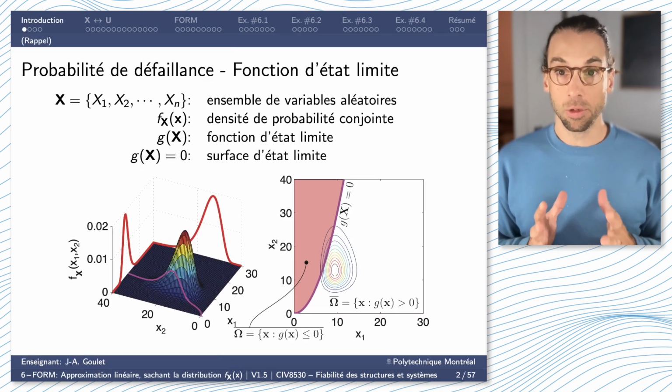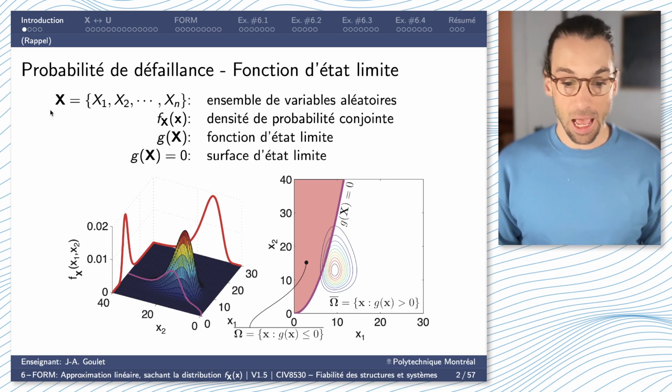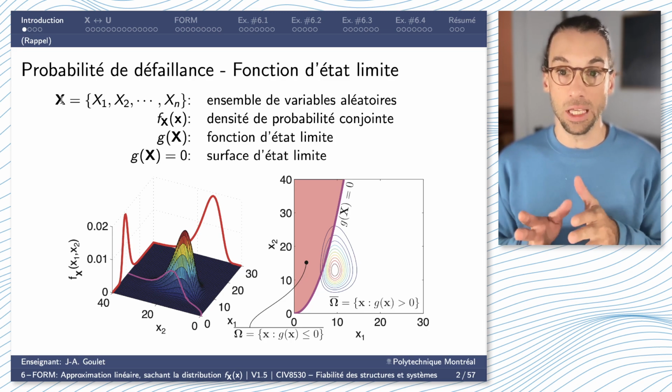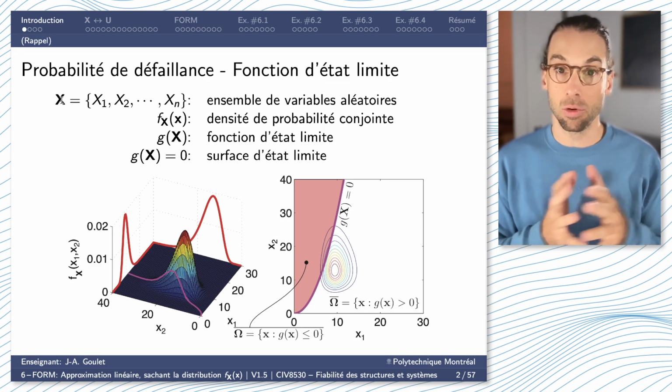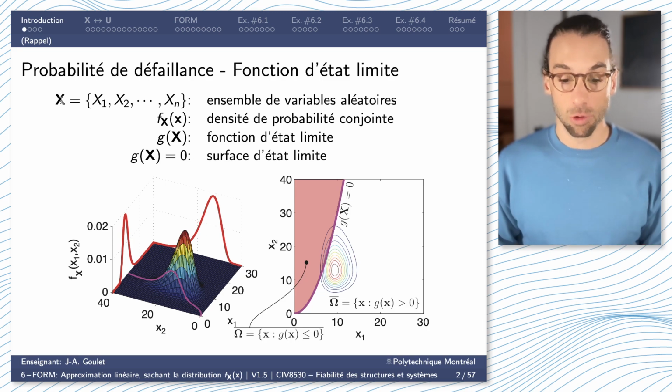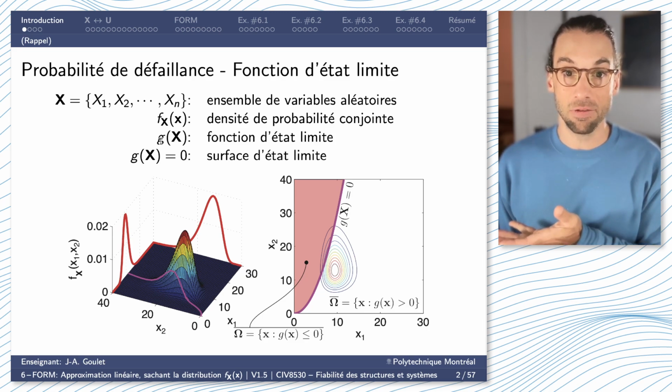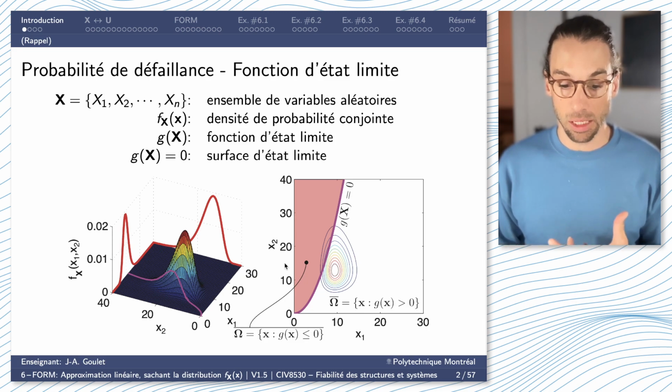So if we look a little bit at the nomenclature, we have again x, which is going to be our vector of random variables involved in either the resistance or solicitation model. We're going to have f of x, their joint distribution. g of x is my limit state function, the function that is positive in the survival domain and negative in the failure domain. And speaking of it, omega is my failure domain.